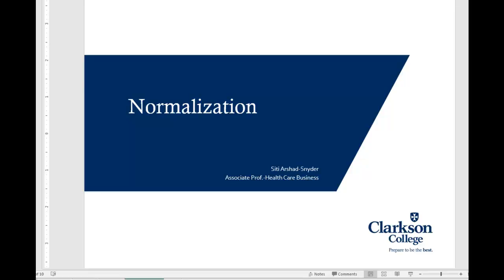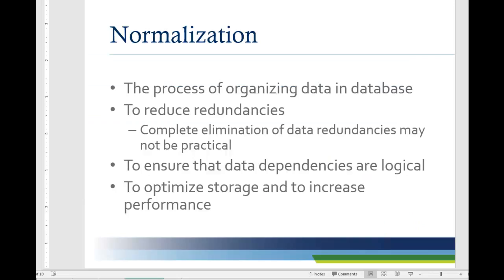In this lecture, I will talk about data normalization, which is a very critical process in the design of a relational database. Normalization is the process of reorganizing data in a database so that it meets two basic requirements.